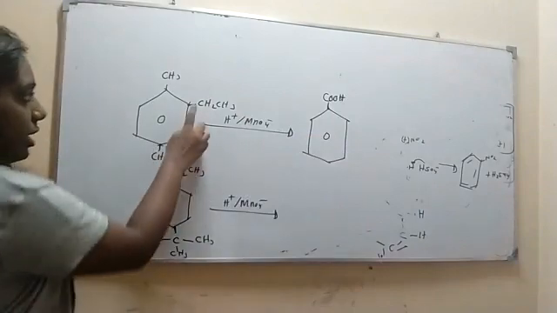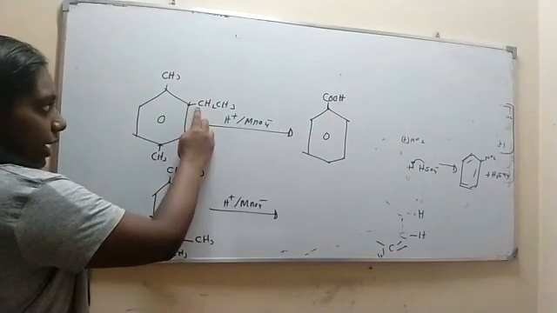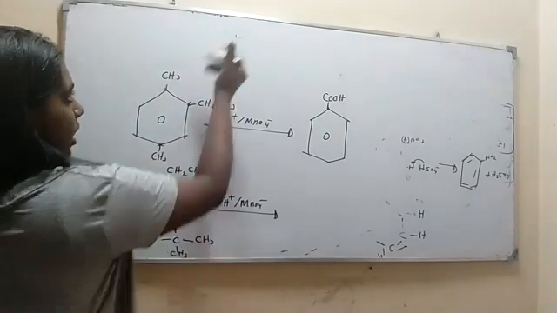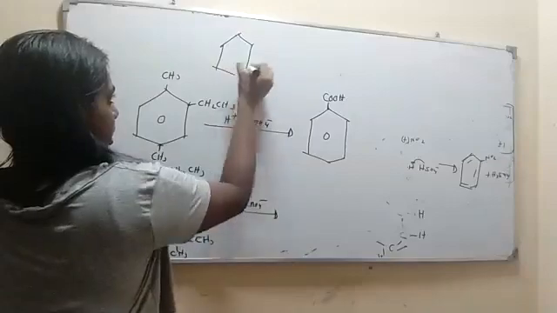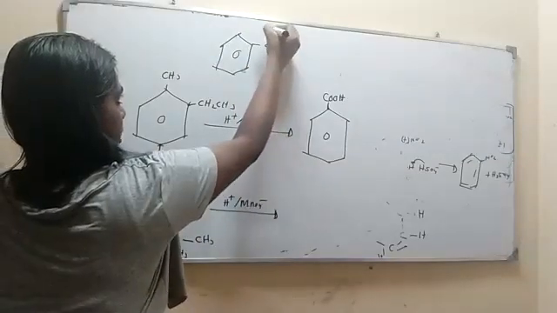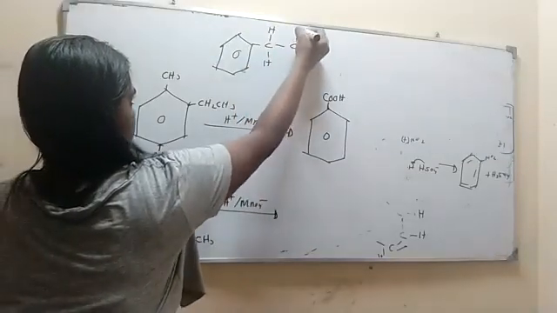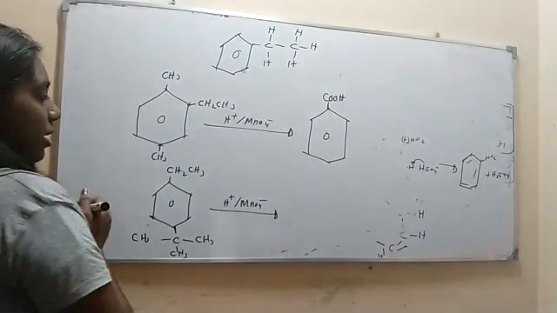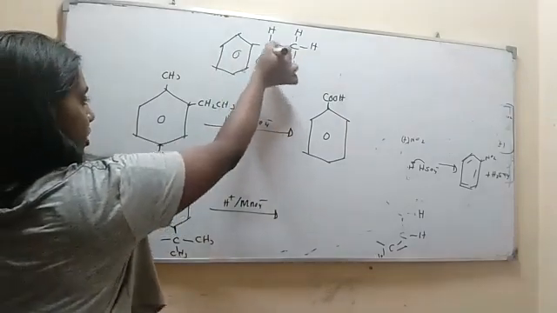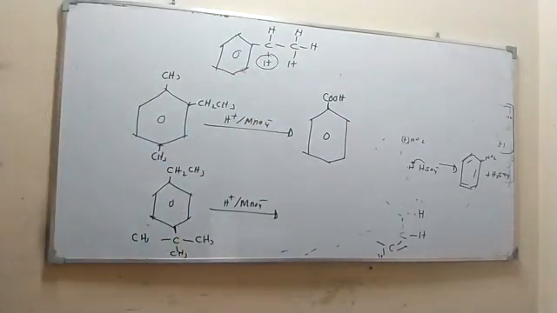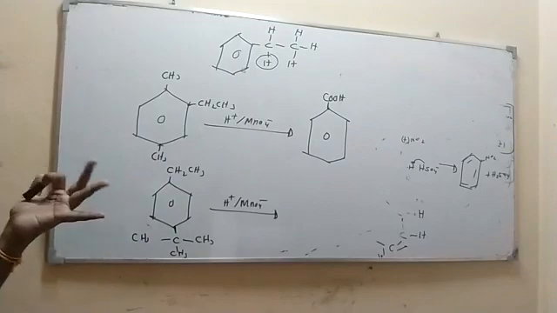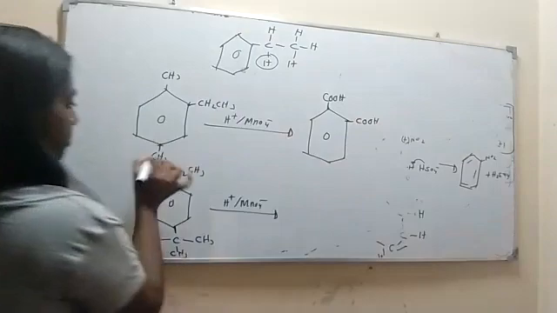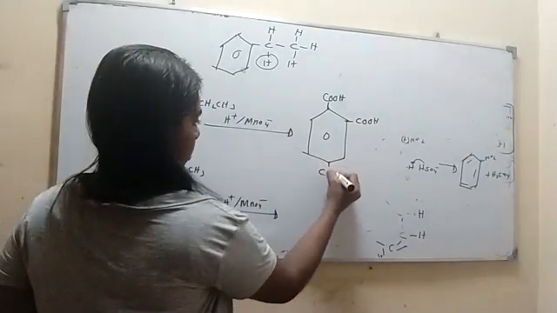Now this one, the carbon which is directly attached to benzene has 2 hydrogens. CH2, CH3 means there are 2 hydrogens here. This is the structure, CH2, CH3. So the carbon which is directly attached to the benzene ring, if it has at least 1 hydrogen, it will definitely get oxidized. There are 2 hydrogens, so definitely this will get oxidized to carboxylic acid. Similarly, CH3 also gives carboxylic acid.